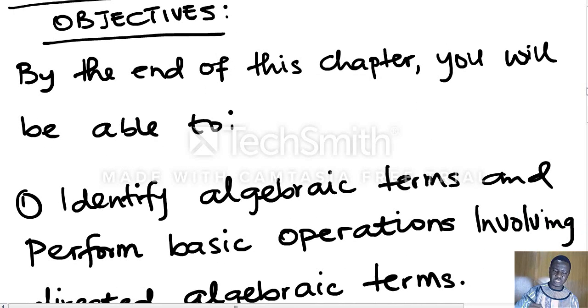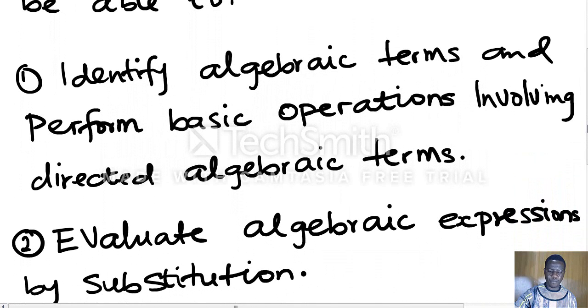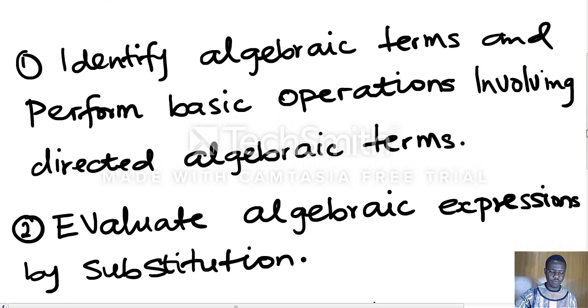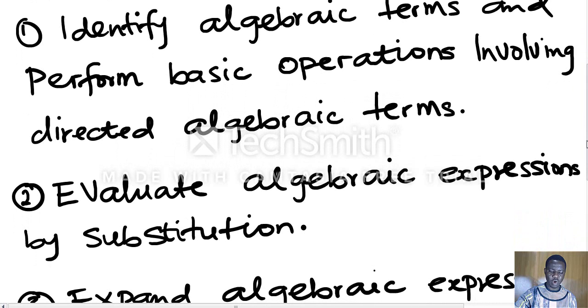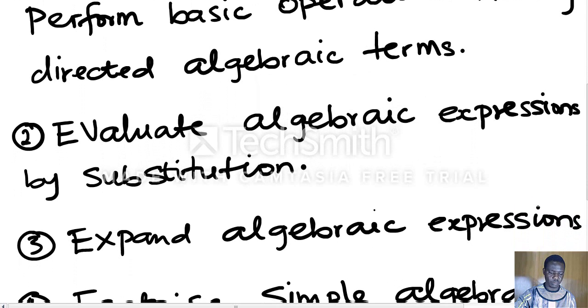By the end of this chapter, you will be able to: 1. Identify algebraic terms and perform basic operations involving directed algebraic terms. You should be able to identify them wherever you see them and also carry out the basic mathematical operations of addition, subtraction, multiplication and division.